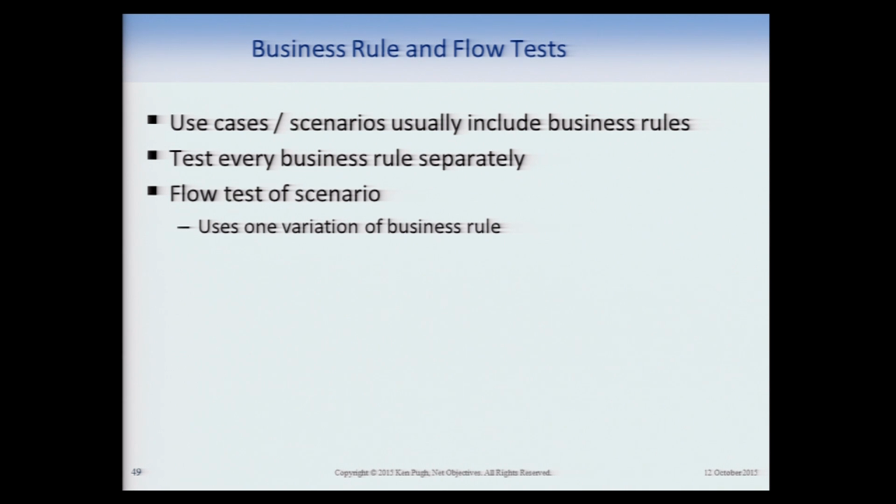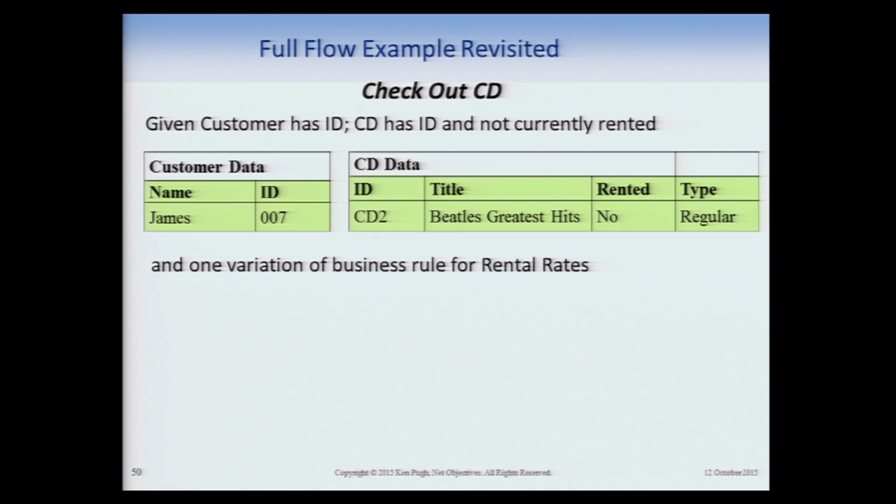Almost every use case, every scenario always includes business rules. We can do complications. We can try and do scenarios for every possible business rule. But what we'd rather do is test every business rule independently for all the combinations and just make sure they're incorporated into the flow. Okay? And every flow test is going to obviously use one variation.